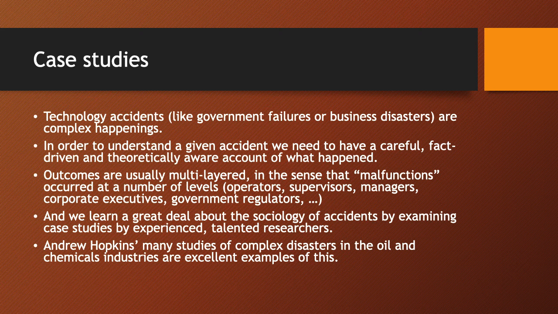One observation that comes out of studying safety and accidents is that outcomes are usually multi-layered, in the sense that malfunctions occur at a number of levels. Operators, yes. Supervisors, yes. Managers and trainers, corporate executives, government regulators, and maybe the public. Maybe the public is a part of the social cause of accidents as well. We insist on convenience as consumers, and yet convenience often results in a concentration of hazardous materials which can have very serious consequences.